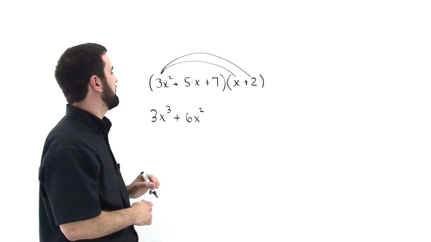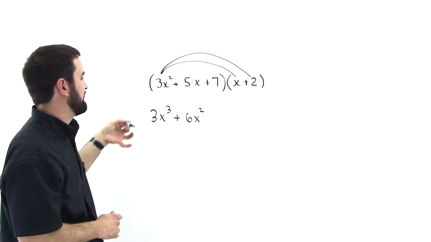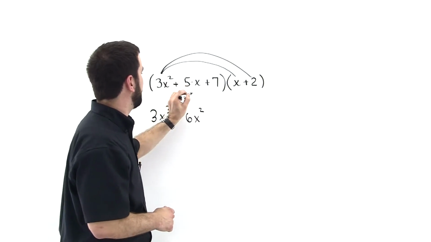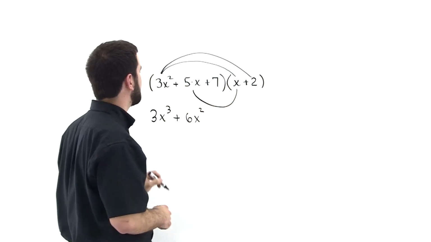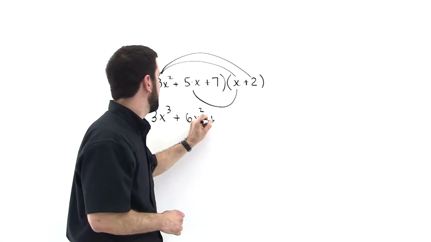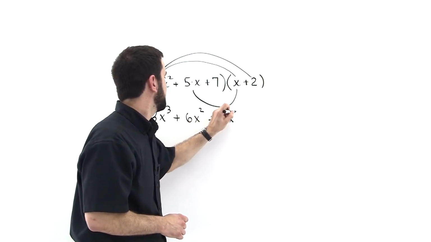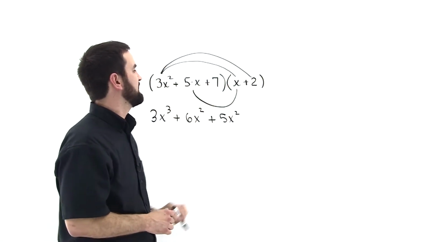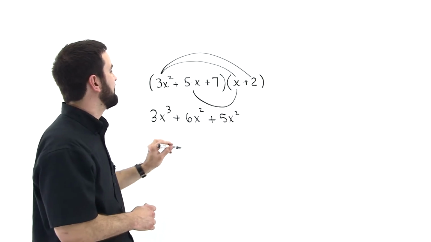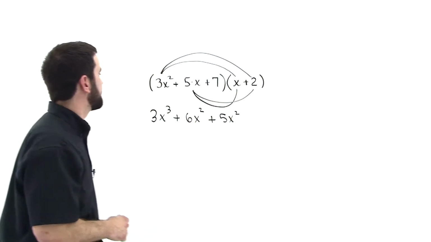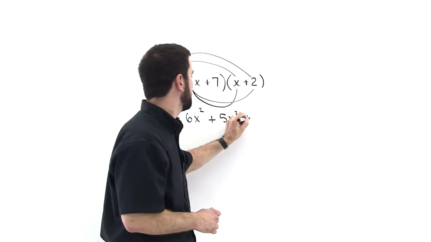Now we do this second term in the first quantity. So then we come here and we multiply this, and we're going to come down a little bit. So we multiply this times this. So 5x times x is 5x squared, so plus 5x squared. And then multiply this guy times this second term, right? 5x times 2. So then like this. So 5x times 2 is 10x.